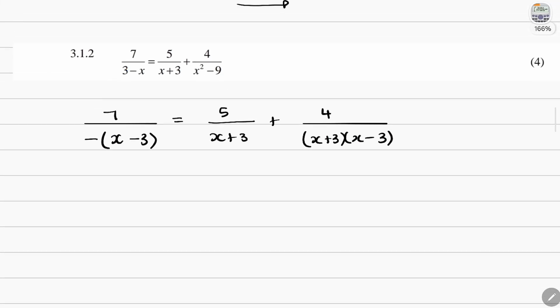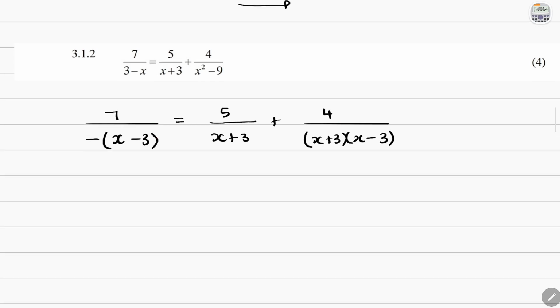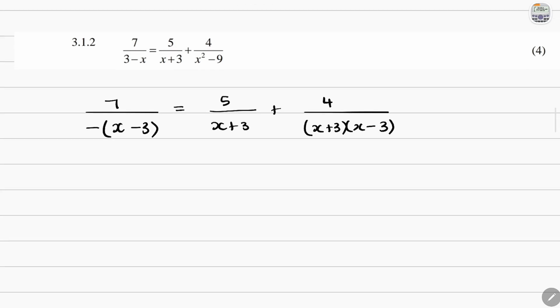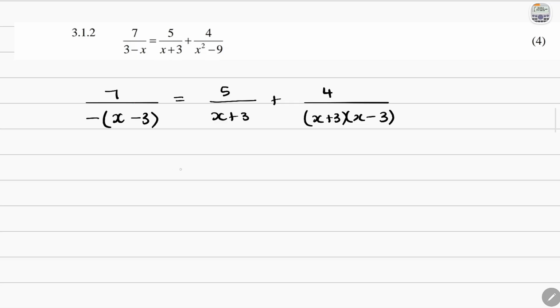Okay, so all through, you see that what we're trying to do is we're really just adding here. And to add fractions, you need to ensure that the denominators are the same. So for example, if you had something like 1 over 3, and let's say 2 over 5.